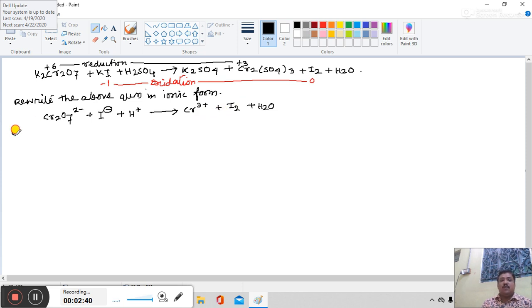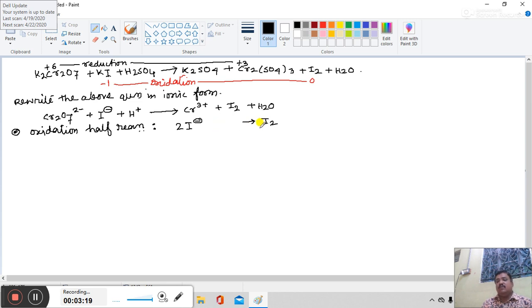Now the next step is the oxidation half reaction. Which atom undergoes oxidation? I. Iodide undergoes oxidation to form iodine. At first, atom balance is done. For this reason, on the left hand side 2 is written: 2I- arrow I2. By this way, we balance the atoms on both sides.